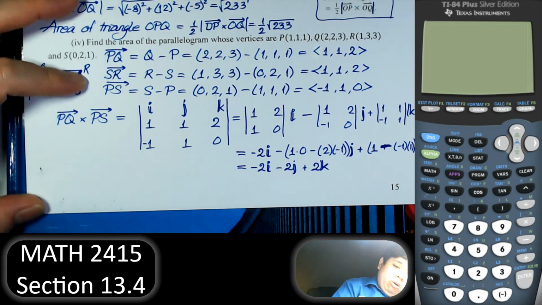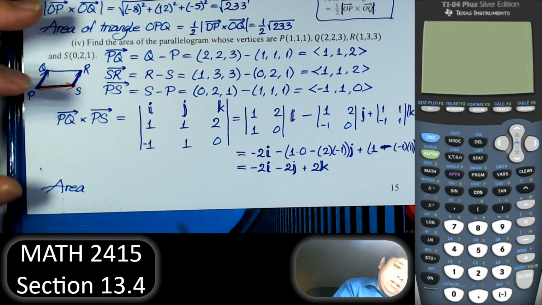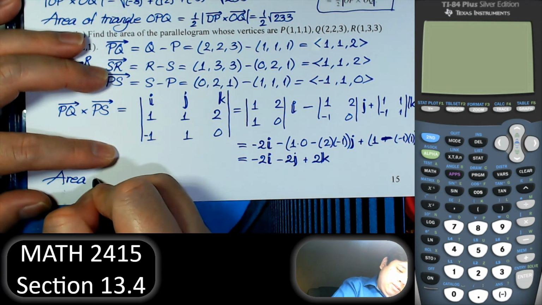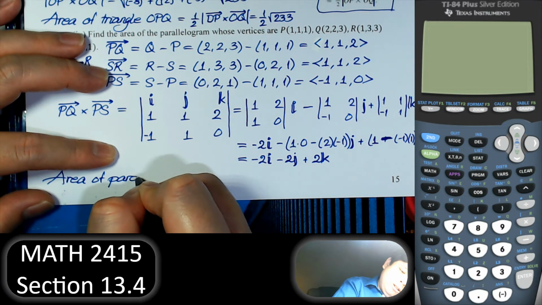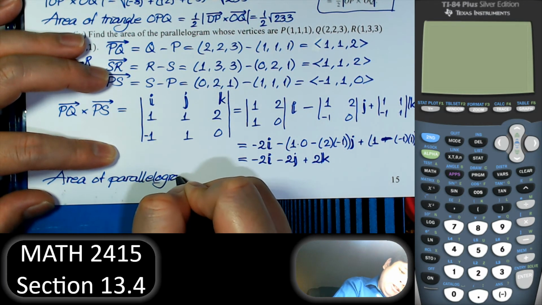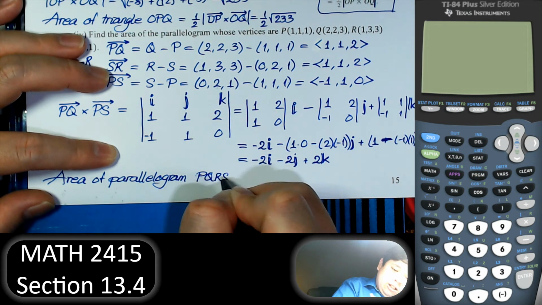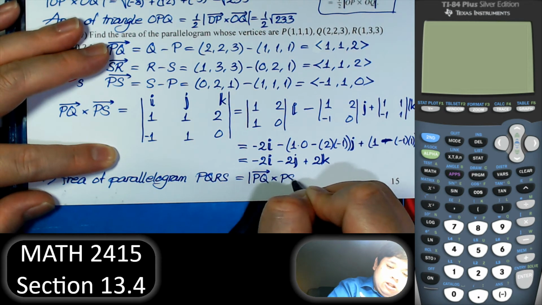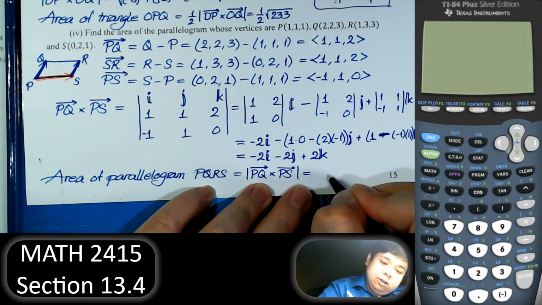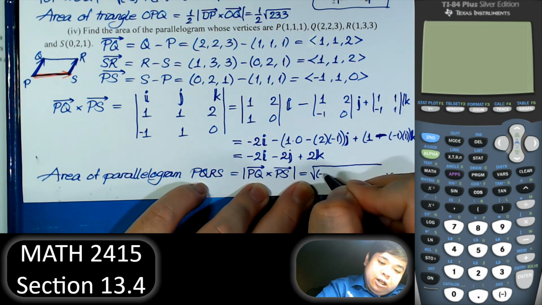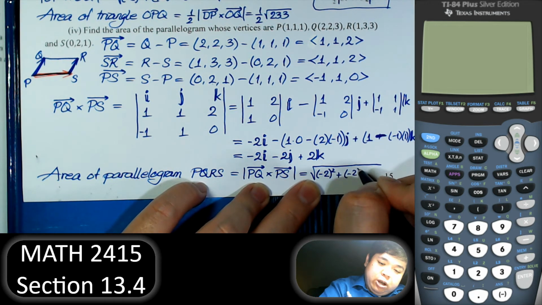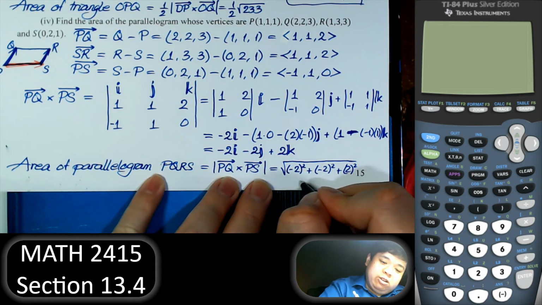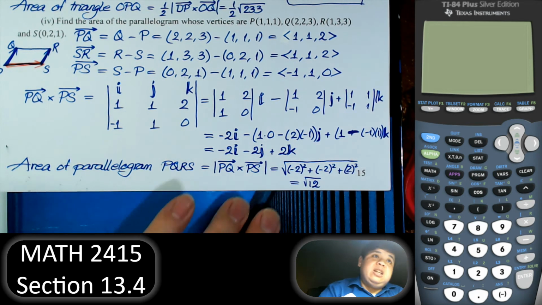And then the area of the parallelogram PQRS is equal to the magnitude of PQ cross PS. So negative 2 squared plus negative 2 squared plus 2 squared. So 4, 4, 4, that's 12. Square root of 12 is the area of the parallelogram.